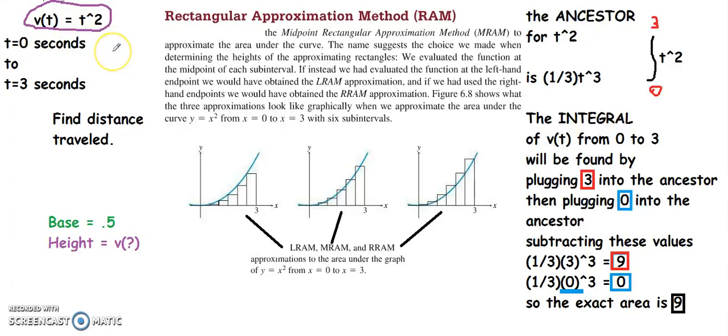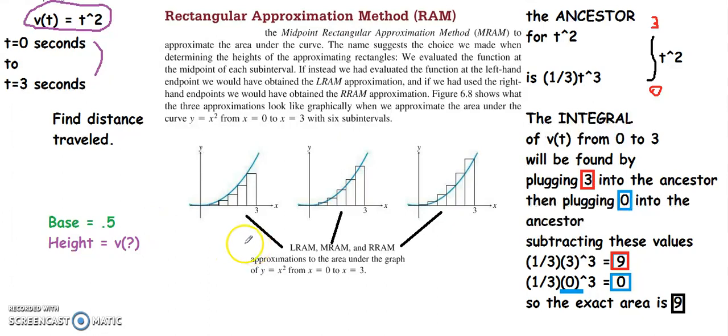So let's pretend the function that describes the velocity at any time would be t squared. So if t was 0, you'd have 0 squared. If it was 0.5, you'd have 0.5 squared. At 1 second, you'd have 1 squared. And at 3 seconds, you'd have a velocity of 3 squared, or 9. If we wanted the total distance traveled from 0 to 3, we need to come up with a way to get an answer for that, and we're going to use the rectangles, the approximations.